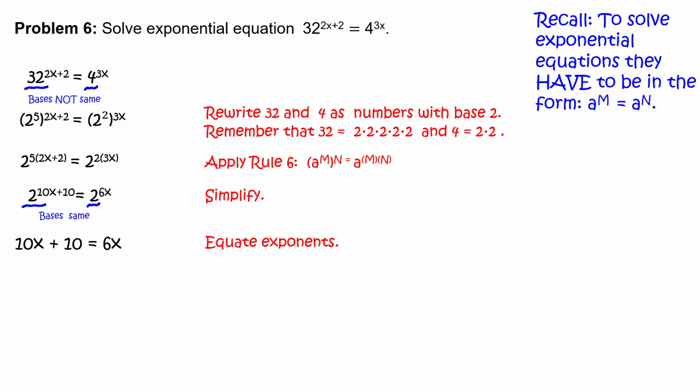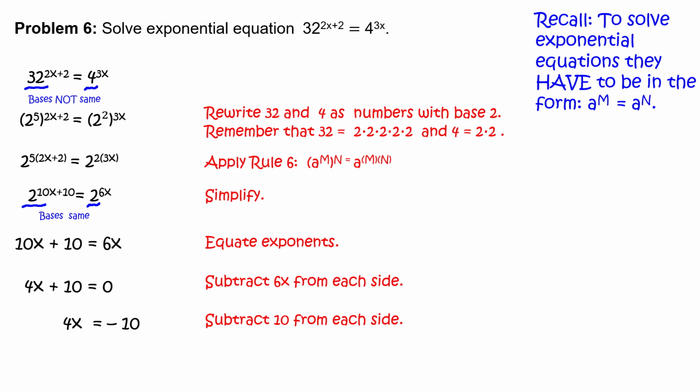10x plus 10 equals 6x. Now you have a two-step linear equation, and you know how to solve those. We're going to begin by subtracting 6x from each side, so you get 4x plus 10 equals 0. Then subtract 10 from each side. This will give you 4x equals negative 10. And then we're going to divide each side by 4 and reduce. So x equals negative 10 fourths, which equals negative 5 halves.